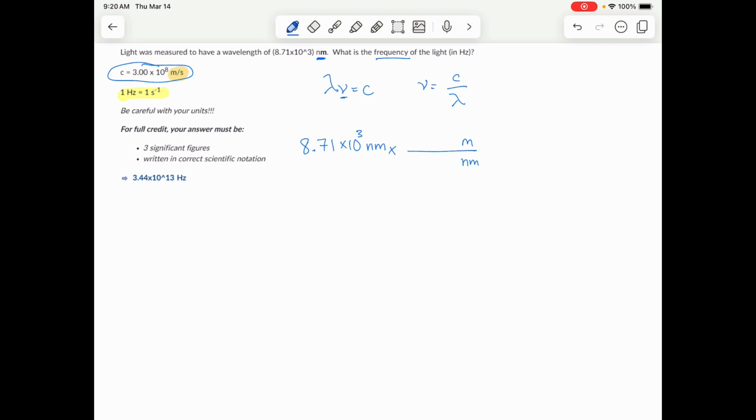We started doing this in chapter 1. You may not do it exactly the same way I do it, but notice I'm setting it up exactly like we set up the grams to moles and moles to atoms calculation. I am trying to find meters. I'm starting with 8.71 times 10 to the third nanometers, and then I multiply by the ratio where I put that unit of nanometers in the bottom to cancel, and then I put that unit of meters on top because that's what I want to be left with.